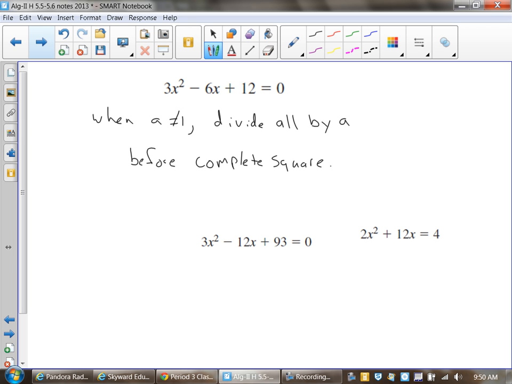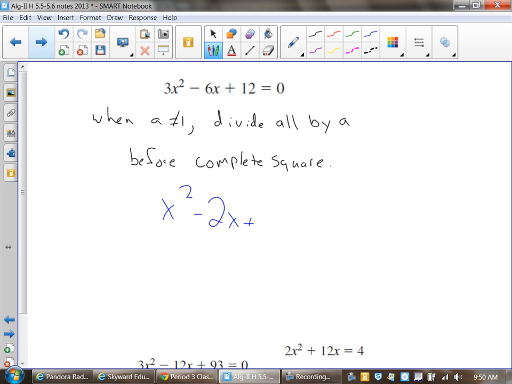This is an equal problem. It equals 0, right? So if I divide both sides by 3 in this case, do I really change the problem? No. So if I start with 3x squared minus 6x plus 12 is 0, in this case my value of a is 3. So divide everything by 3. When you divide everything by 3, you get x squared minus 2x plus 4 is 0. Not too bad.